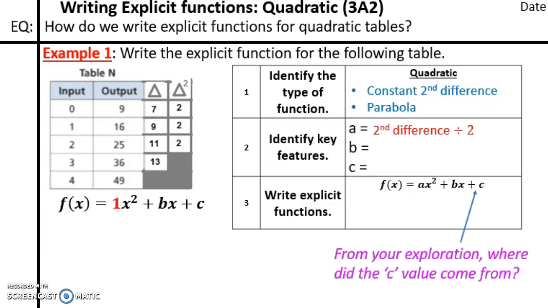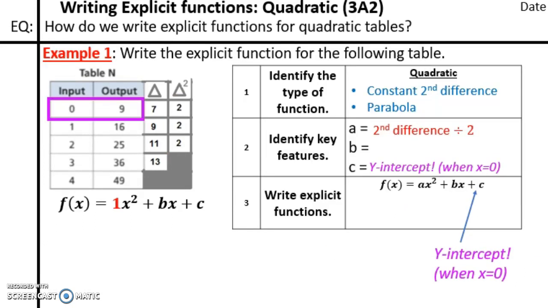And then do you recall where C comes from? Okay, hopefully you say that, oh, well, C is just like the linear and the exponential. It is your y-intercept. So C again is your y-intercept, or your output when x is equal to 0. Okay, so now we can go ahead and fill in the different pieces. We have A, which is half of the second difference. C, which is 9. Remember, that is your y-intercept when x is equal to 0. So now we're almost done. We need to find B.